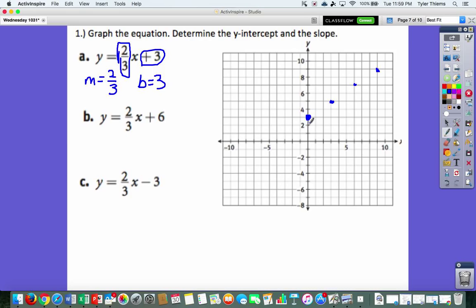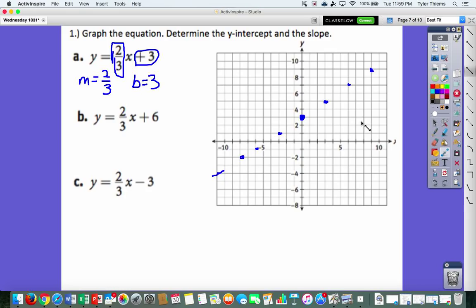So we'll go back, and then we'll go down 2, left 3. Put a point. Down 2, left 3. Down 2, left 3. So you can see this pattern continues to go on and on until it goes off the graph. So then you're going to draw your line here, and it should form a straight line. If it doesn't form a straight line, then you know something's a little bit off. Let's do the next one.